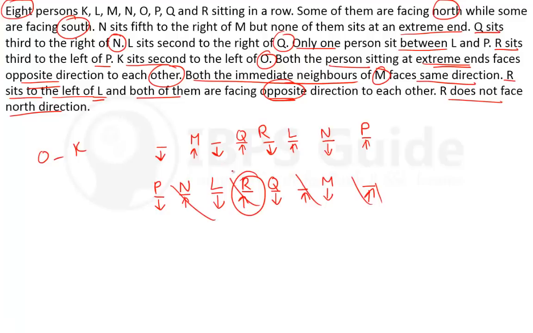And the only thing left is O and K. So just place O here, and from O, K is second left. So the position is not empty. So place O here, and from this second left is this side, K must be placed. O and K are at this position. So this is your right arrangement diagram.